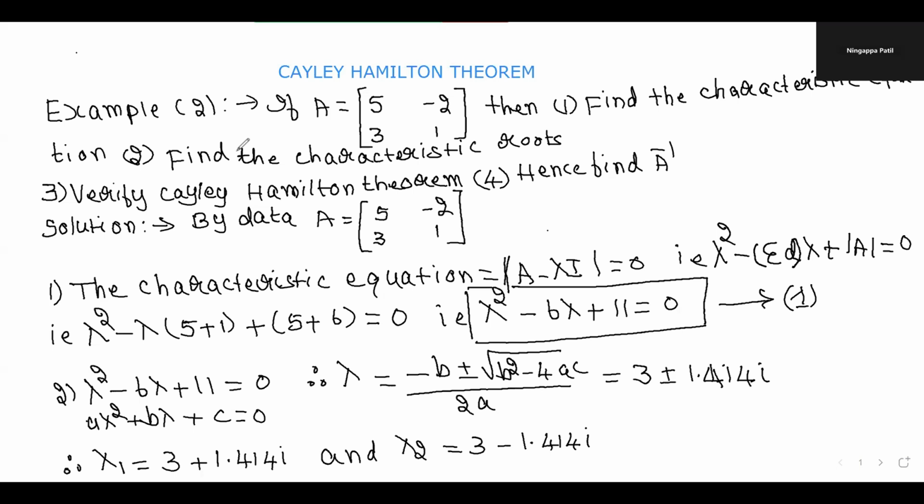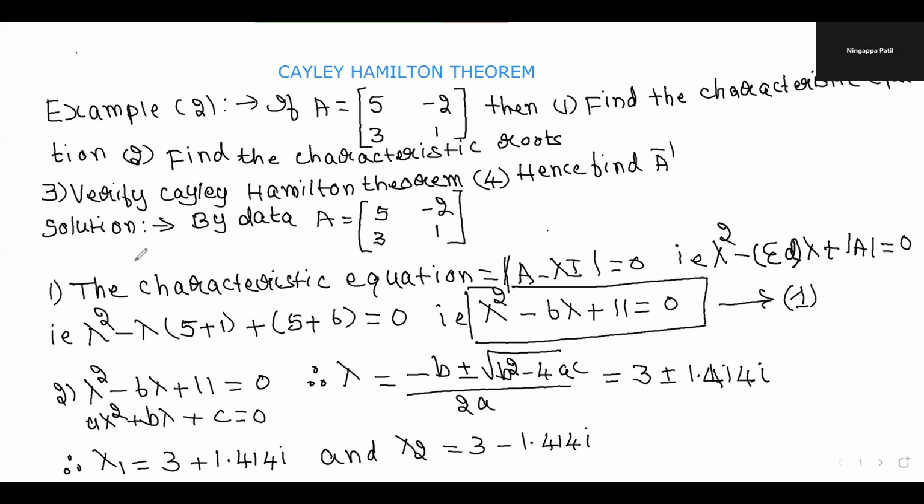Today, we are going to do one more problem on the Cayley-Hamilton theorem. Example number 2. If matrix A equal to [5, -2; 3, 1], then find the characteristic equation, find the characteristic roots, and verify the Cayley-Hamilton theorem, and hence find A inverse.